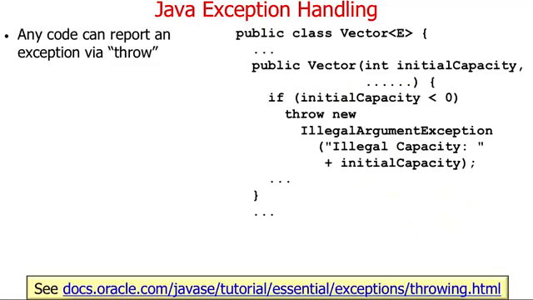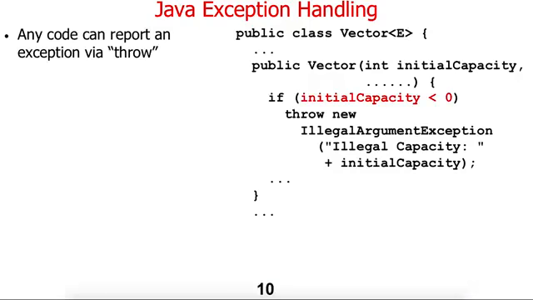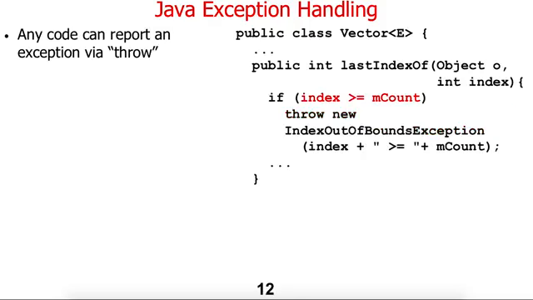Any code can report the occurrence of an error condition by calling throw with the appropriate instance of an exception class. For example, if the initial capacity passed to the Vector constructor is less than 0, a new IllegalArgumentException object can be thrown to the portion of code that tried to create a Vector erroneously. Likewise, if the index value passed to Vector's lastIndexOf() method is beyond the bounds of the Vector, then a new IndexOutOfBoundsException object is thrown.